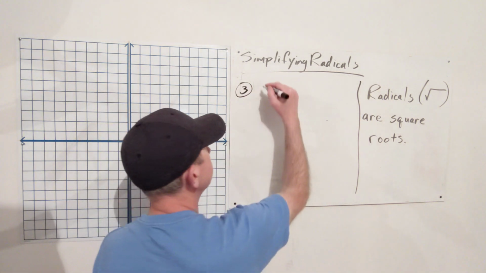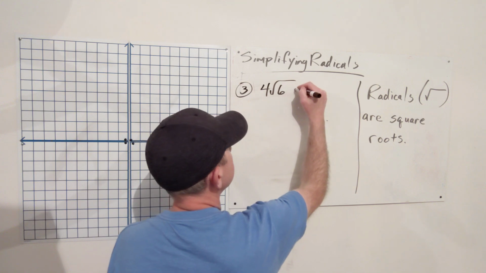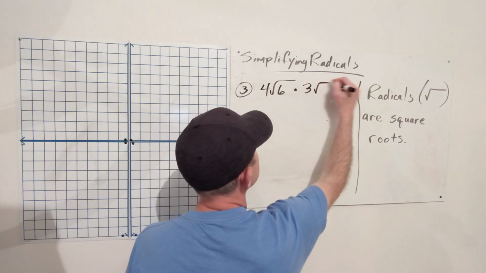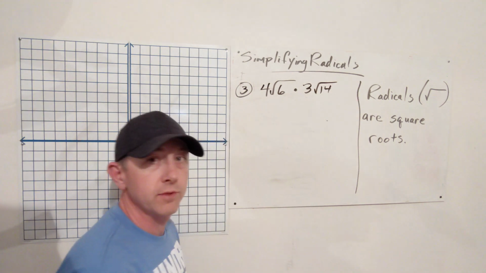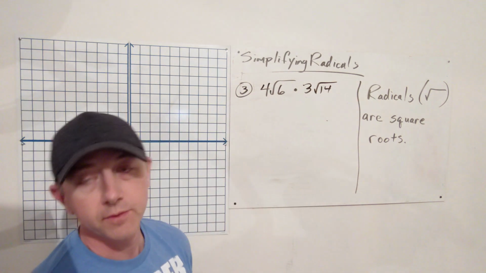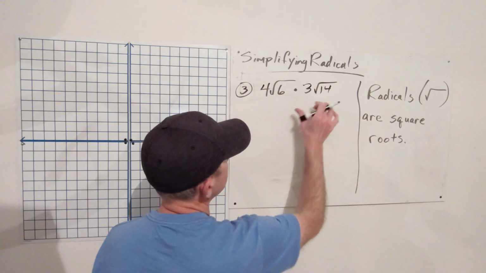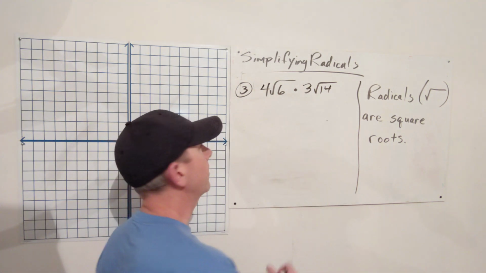4 radical 6 times 3 radical 14. All right, so this time we have 2 terms, but we're multiplying together. So anytime you're multiplying, we can combine all this together. And the 2 things under the radical, I'll show you how we can put that all under one radical.